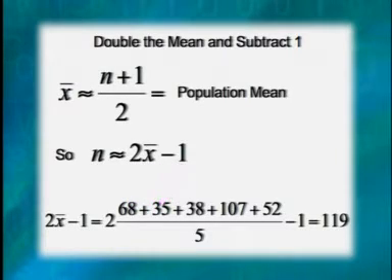So in our particular example, let's go ahead and do the arithmetic. This 2 times the sample mean minus 1 is 2 times, well, now this quantity right here is the sample mean, adding up the numbers and dividing by 5, subtracting 1, gives us the estimate 119. So doubling the sample mean minus 1 is an estimator. It's a strategy for estimating the number of tanks.